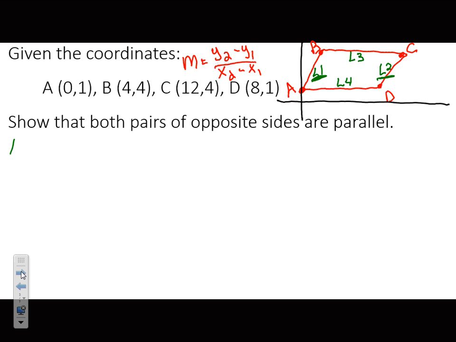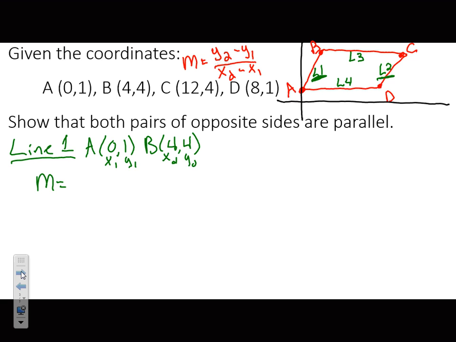So line 1, I am going to use A and B. A is (0, 1), and B is (4, 4). I'm going to plug it in, so slope equals, I'll call this x1, y1, x2, y2. If I plug this in here, I'm going to get 4 minus 1 all over 4 minus 0. So I get 3 over 4. That's my slope on line 1.